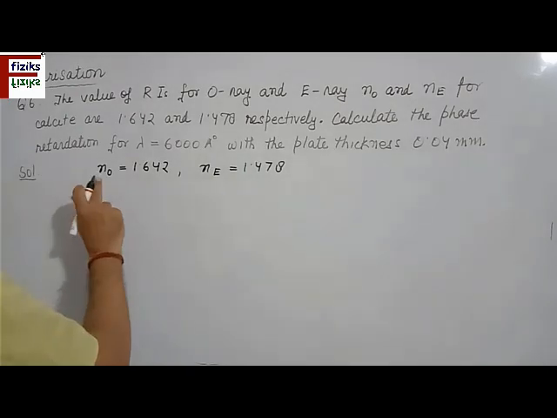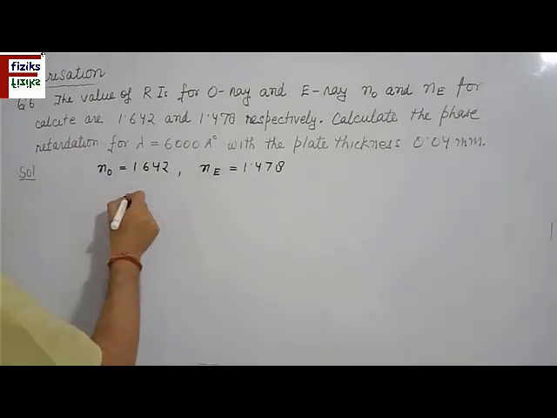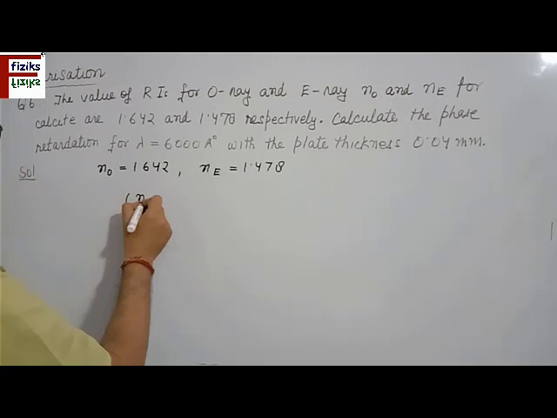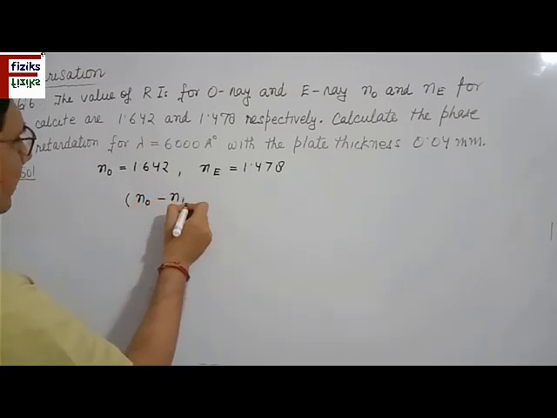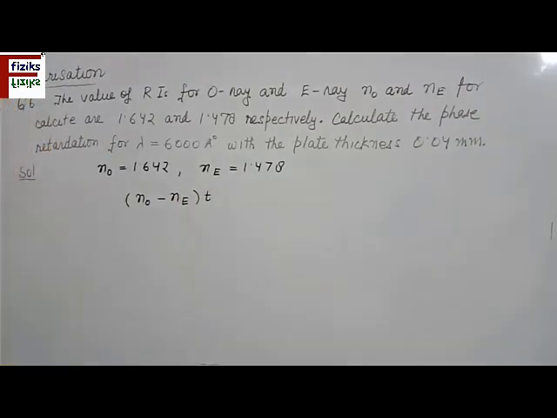So for this plate, path difference will be equal to (N naught minus Ne) into T. If T is the thickness of the plate, then the optical path traveled by O ray and E ray will be N naught T and Ne T, and their difference will be (N naught minus Ne) into T. And we can convert this path difference into phase difference by multiplying this by 2 pi by lambda. So this is the phase retardation that will be introduced by this retarding plate.